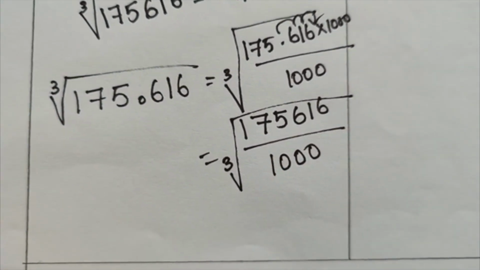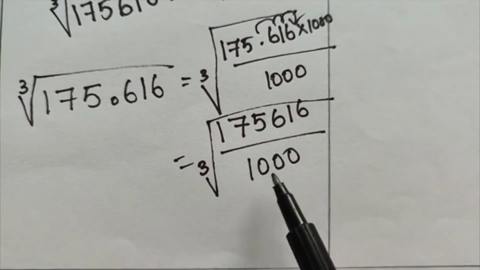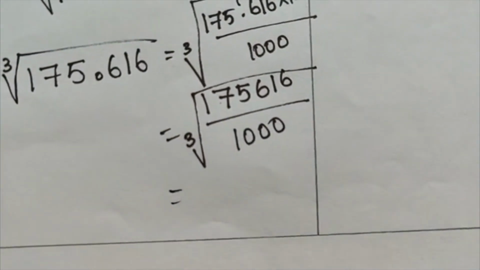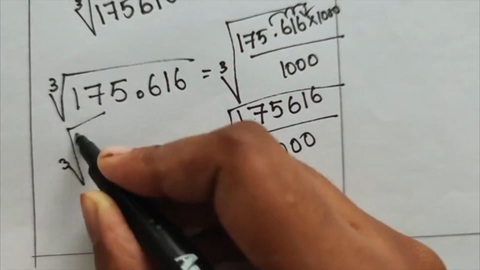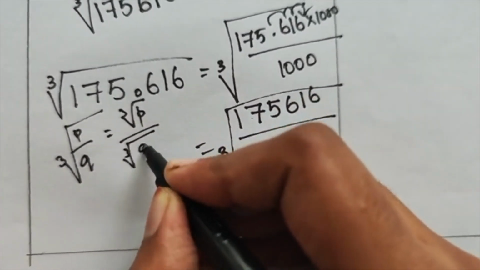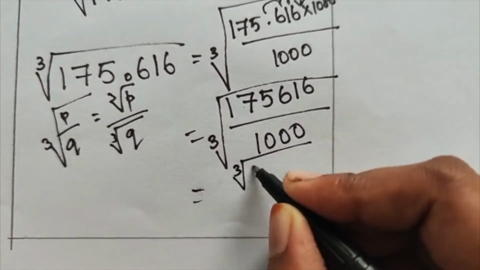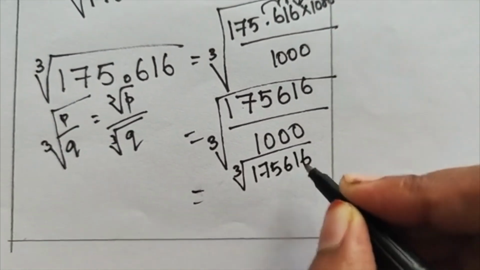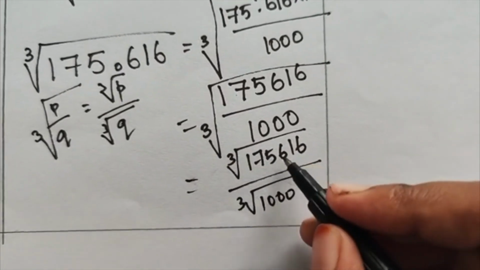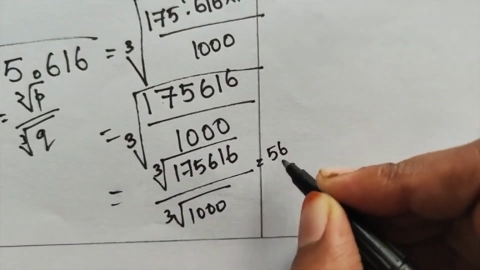So cube root of 175.616 can be written as cube root of 175,616 by 1000. So what is the cube root? I already told that cube root of P by Q can be written as cube root of P by cube root of Q. So this can be written as cube root of 175,616 by cube root of 1000. What is cube root of 175,616? In question it is given as 56. So this can be written as 56.